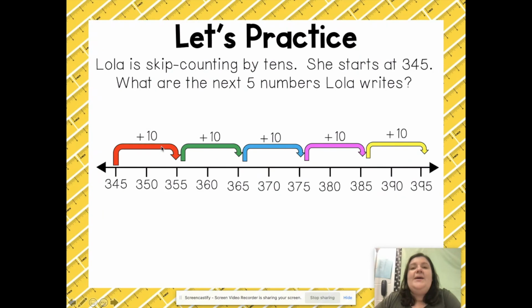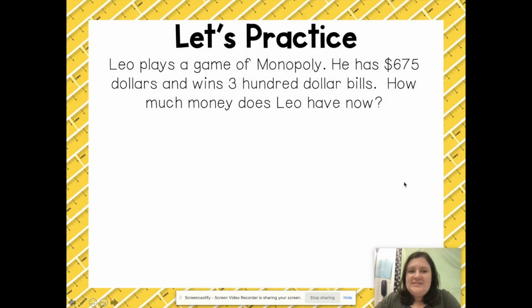So as you notice, during Lola's problem, Lola is adding up 10 more. She is skip counting by tens, which means she's adding 10 to get to her next number. Let's start at 345 and skip count by tens together. Ready? 345, 355, 365, 375, 385, 395. Great job.